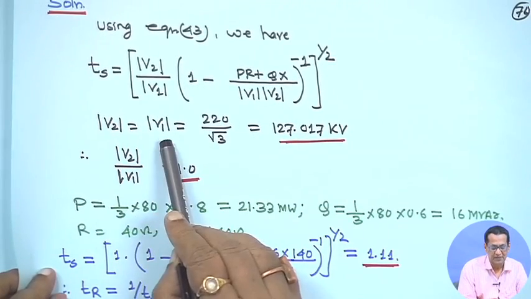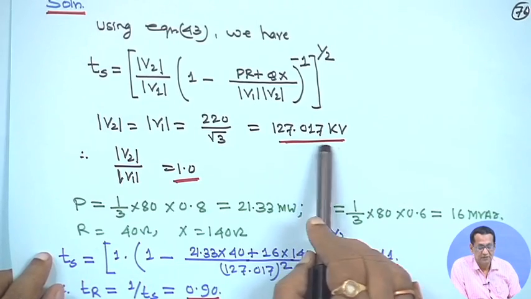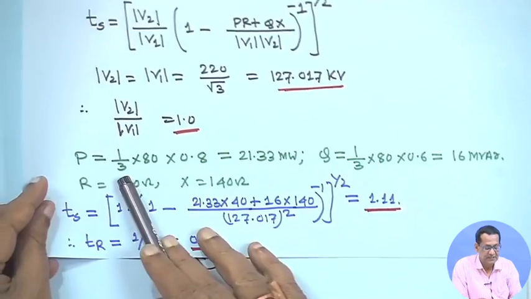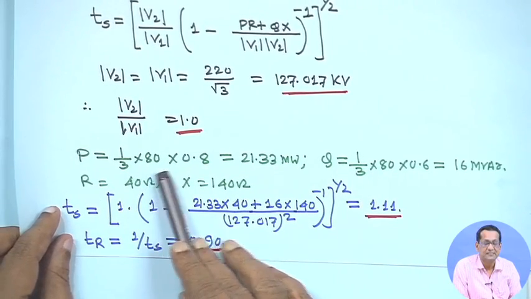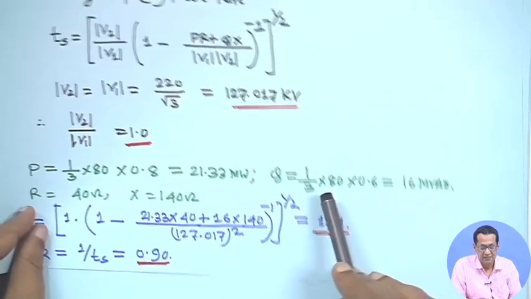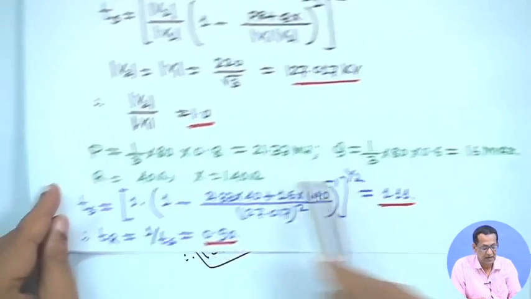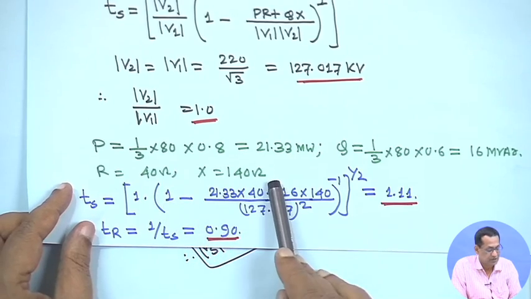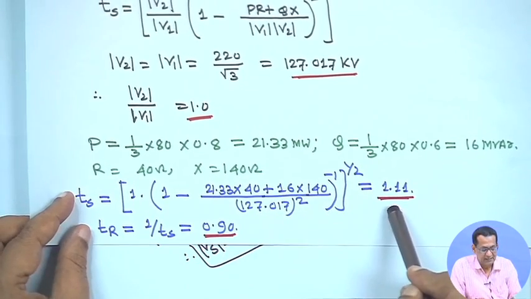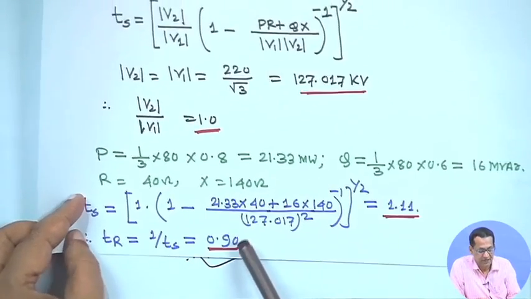V2 is equal to, of course, V1 220 upon root 3, that is 127.017 kV, and magnitude V2 upon V1 is 1. P is equal to 1/3, again per phase basis, so 21.33 megawatt, cos phi 0.8. Q is equal to 1/3 of 80 into sin phi 0.6, so 16 megawatt, R 40 ohm, X 140 ohm. Put all these things, you will get again Ts is equal to 1.11 and Tr is equal to 1 upon Ts, that is 0.90.